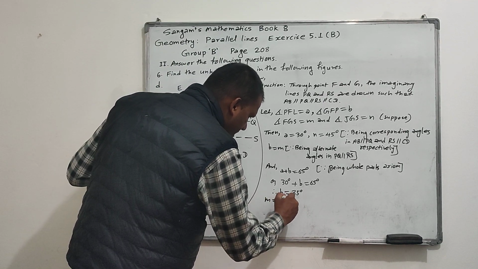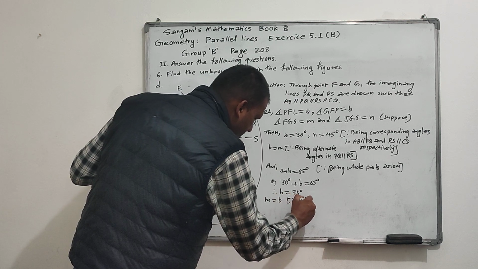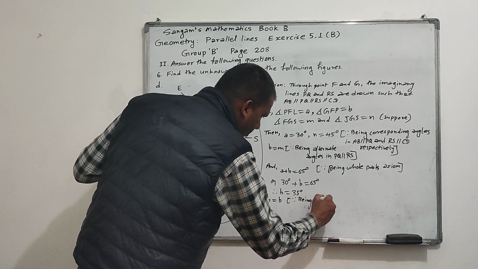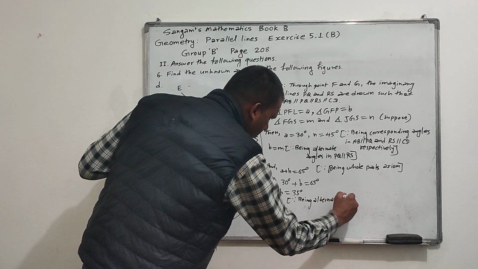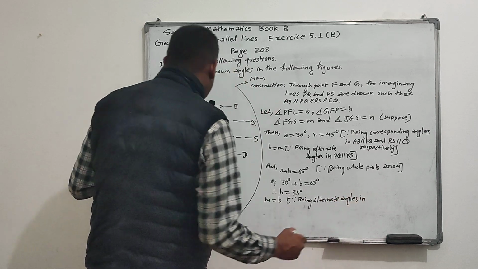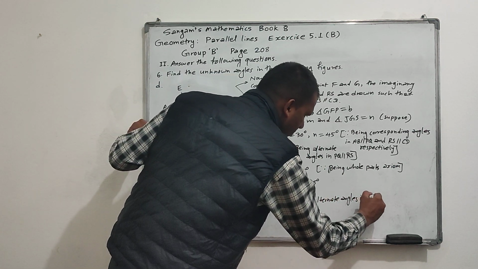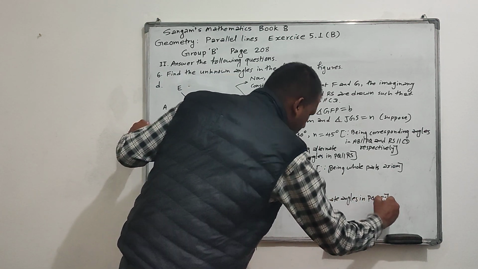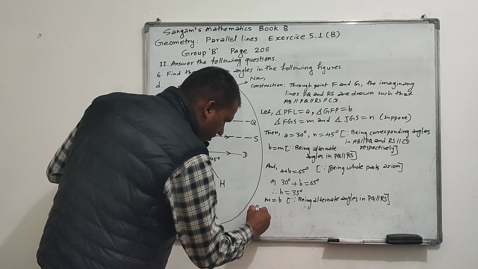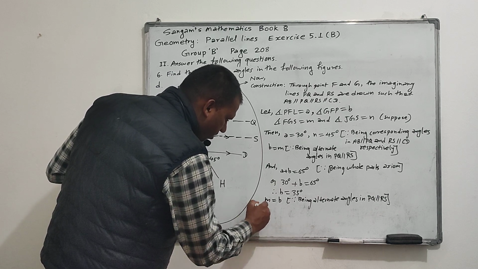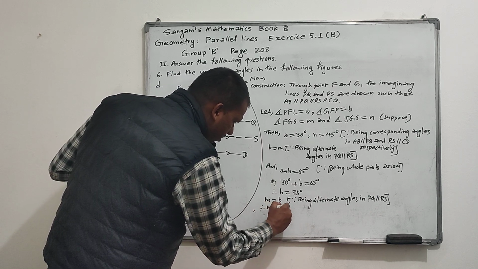M equal to B being alternate angles in PQ parallel RS. Again M equal to B, so therefore M equal to 35 degree.